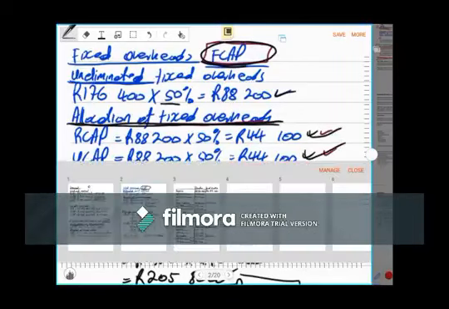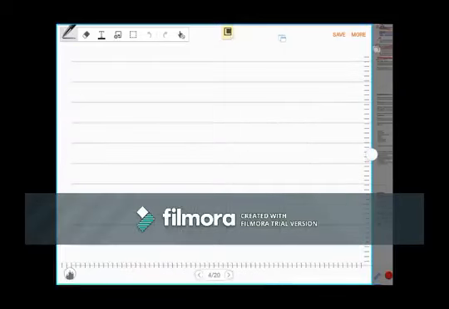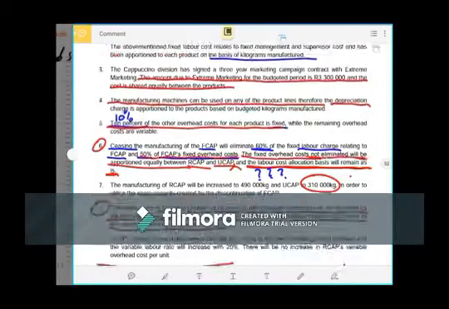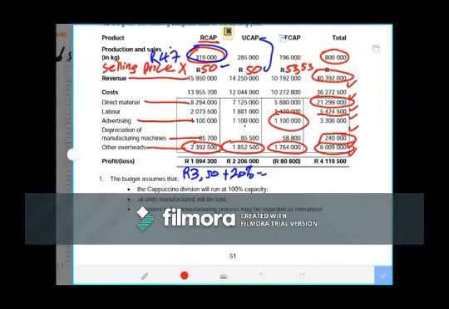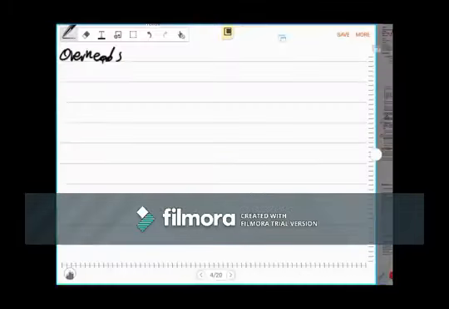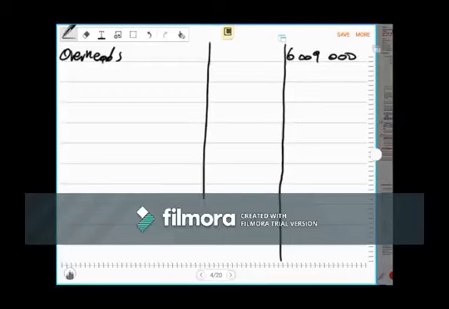So now let me go to my overheads and allocate them. Under overheads, remember, the company would have incurred the total overheads, fixed and variable, at a cost of 6,009,000. This would have remained at 6,009,000. Therefore, for these two products, we need to split it into fixed and variable.